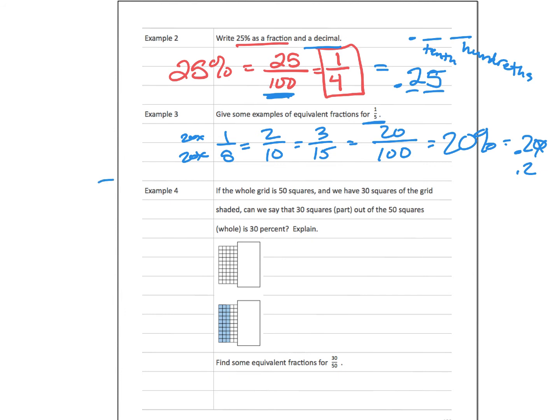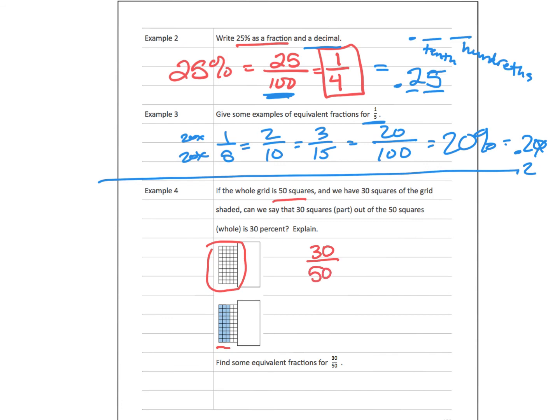But now, everything has been out of 100. Here, we only have 50 squares. We've cut the grid in half, and we only have 50 squares. They still shaded in 30 of them. So now it's 30 out of 50. And we can simplify that into a fraction.